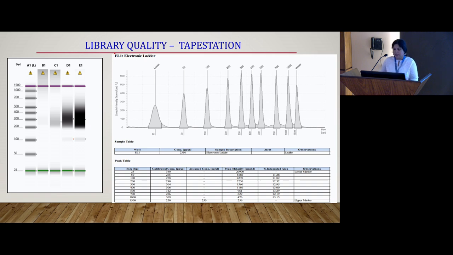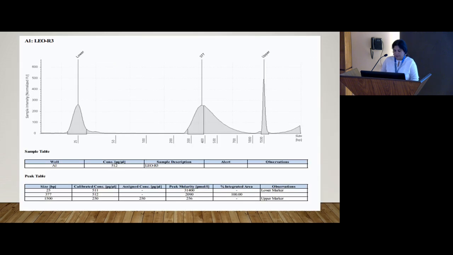And the gel image is a virtual image that shows how the fragments would appear in a gel electrophoresis system, and it shows the bands corresponding to the different fragment sizes. This is an example of a good library. Here the summary is also provided with quantitative information about the concentration of the samples, which is often expressed in nanograms per microliter.